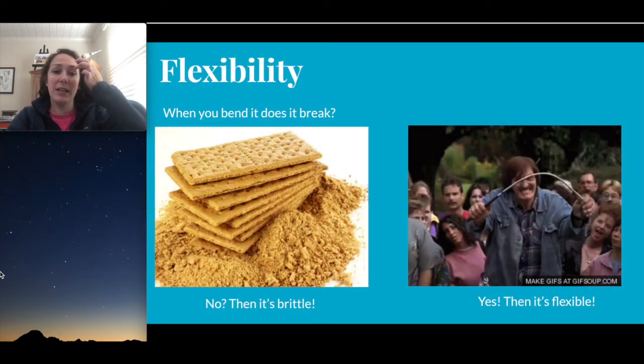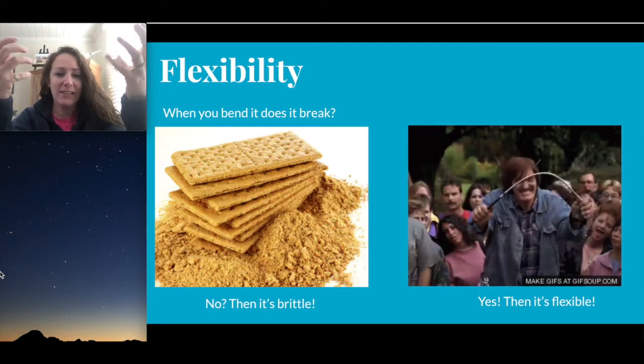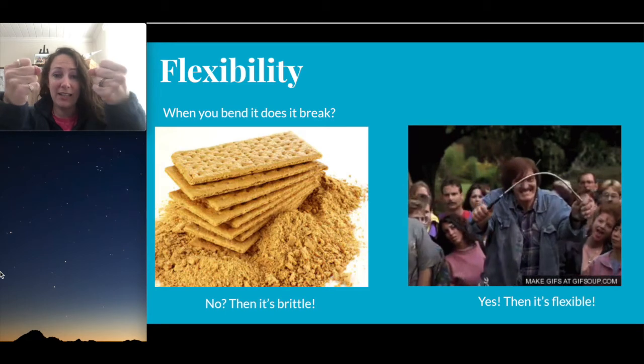Flexibility, this one, basically you just ask the question, when you bend it, does it break? If you bend it and it breaks and makes kind of crummy type things, then it's brittle. If you take a metal and you bend it like this guy over here and it can just bend, then it's flexible.